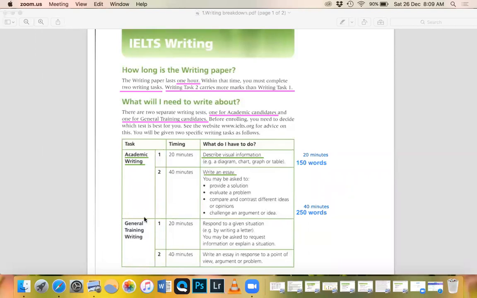For general training, task 1 is completely different. So for task 1 in the general exam, you have to respond to a given situation. You usually have to do this by writing a letter. So you may need to write a formal letter, an informal letter, responding to the situation. Okay. You also may be asked to request for information or to explain a situation to someone.